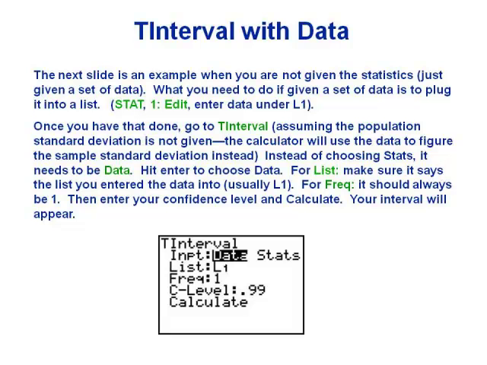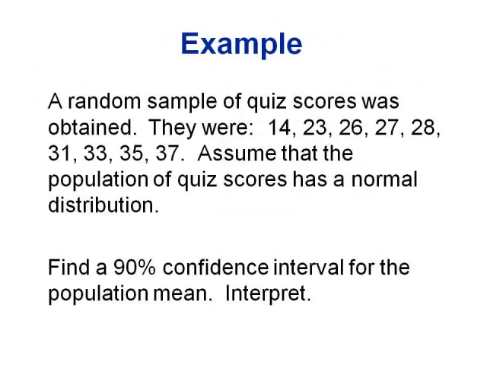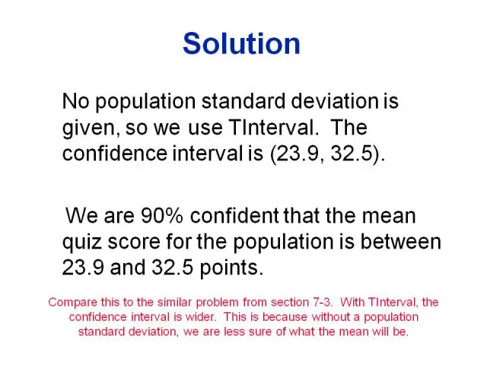So it works pretty much the same as in the last section. For a data example, we have some quiz scores, same as last section, but this time we do not have a population standard deviation to go with it. So we're going to find a 90% confidence interval in this situation.